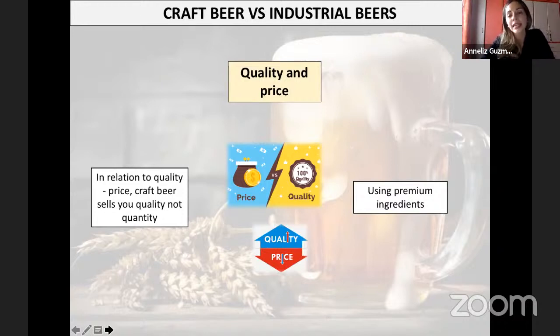15 bolivianos if it is national, but if it is international, it can cost more or less 25 or 30 bolivianos. And there is a lot of difference because of the ingredients and the process too.